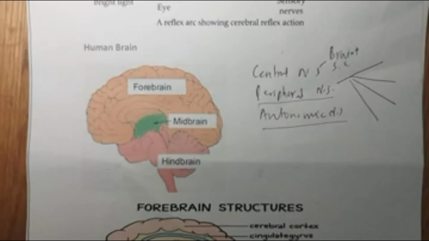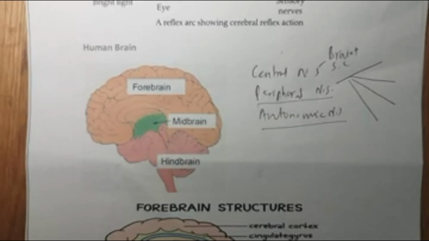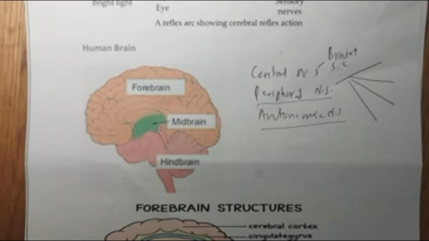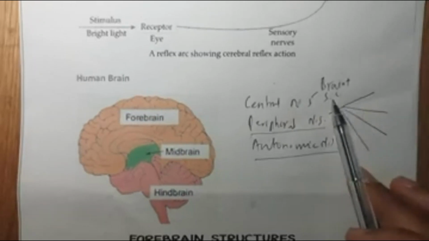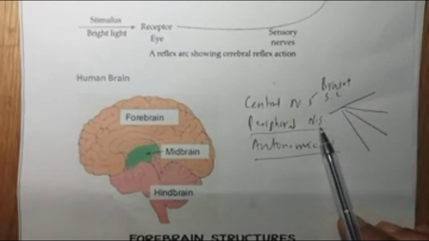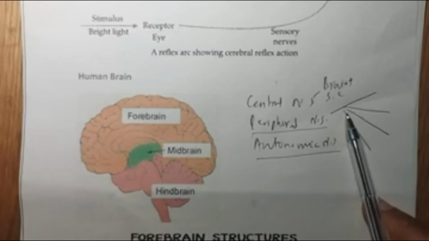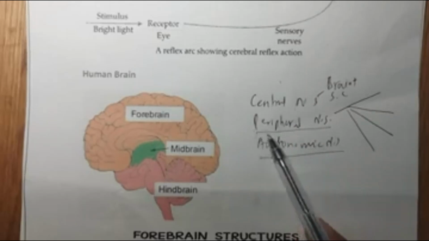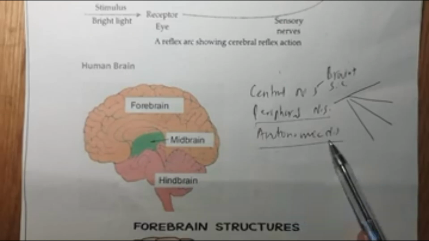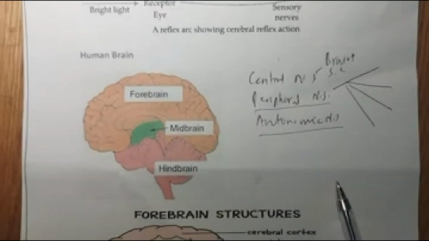In part 1, we've talked about the reflex arc and reflex actions, and in this part we'll be talking about the human brain, and part 3 will be about control and coordination in plants. So the human brain is a part of the central nervous system along with the spinal cord. The central nervous system consists of the brain and spinal cord. We have the peripheral nervous system that includes the nerves that come off the brain and the spinal cord and go into the periphery. And we have an autonomic nervous system that relates to the autonomic, involuntary functions inside the body.